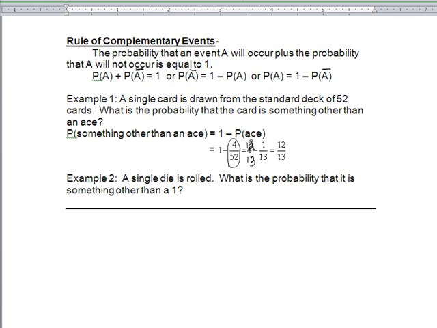We want something other than a 1, so that's going to be 1 minus the probability it is a 1. So 1 minus the probability of a 1, which is 1/6, and that gives us 5/6 for an answer. So hopefully you got that one correct.